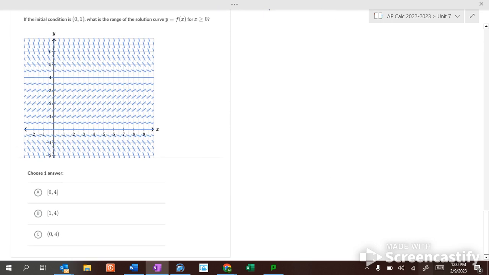Last one. We start out at (0, 1), and we want it for just the numbers greater than 0. So we start at 0. Now, it looks like we're going at a positive slope, and it flattens out close to 4. So we go from 1 to 4. Not 0 to 4, but 1 to 4, because that's where we started at 1, when x is greater than or equal to 0. Slope fields. You can work with slope fields.